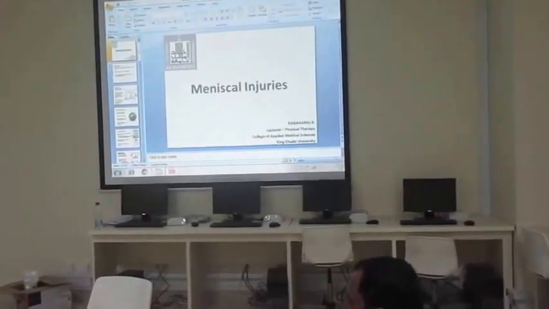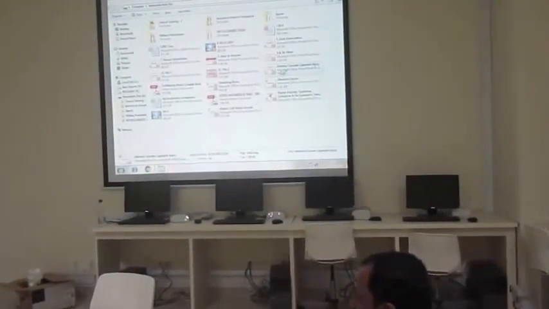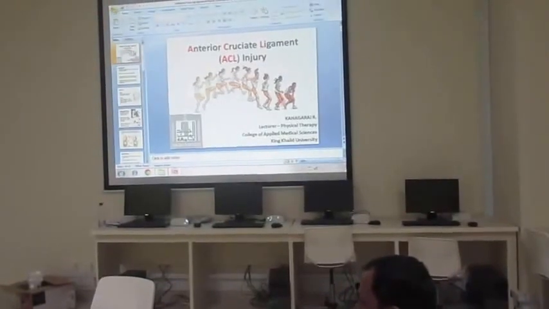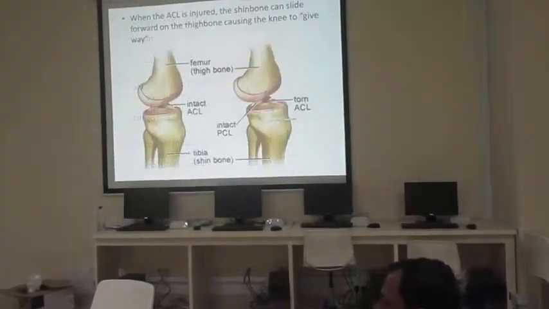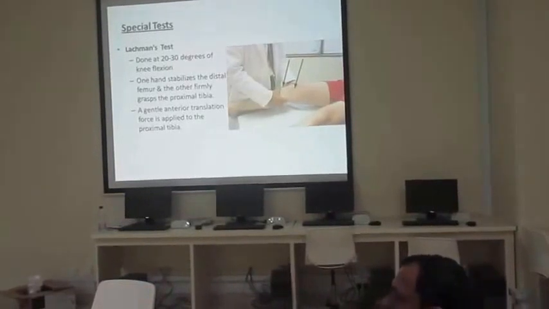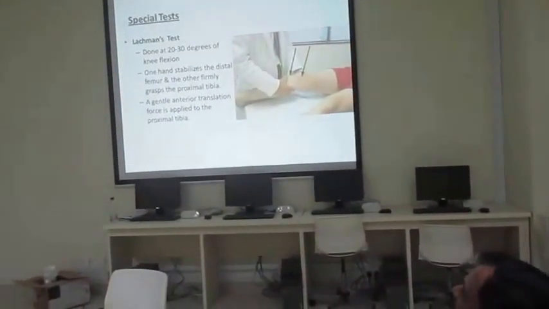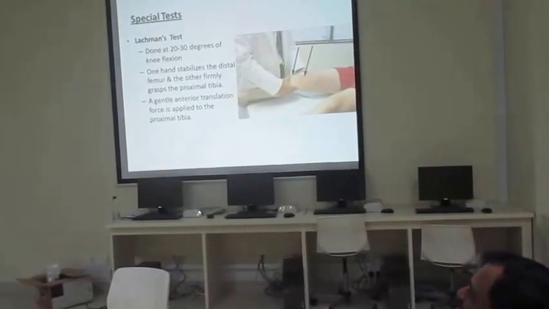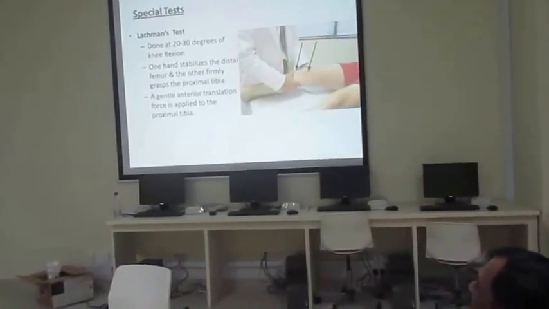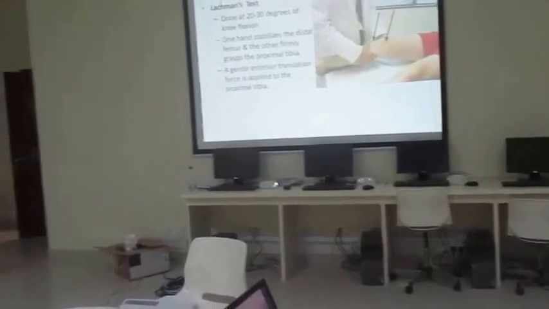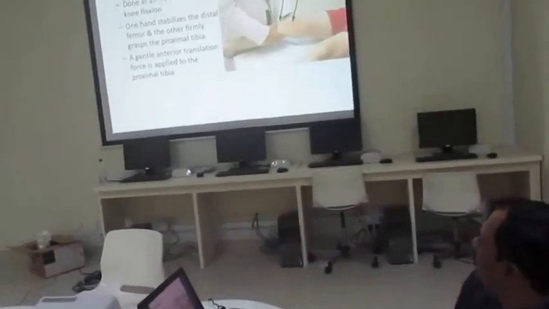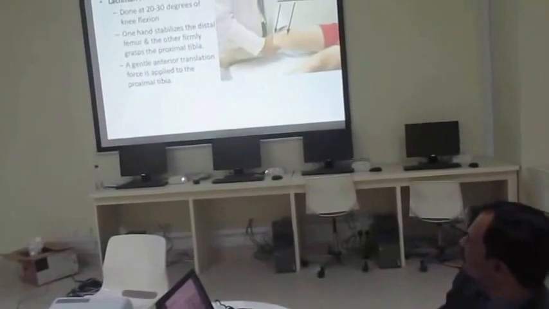So the last one is anterior cruciate ligament. The special test is the Lachman test. Anterior cruciate special test, Lachman test. Done at 20 to 30 degrees of knee flexion. One hand stabilizes the distal femur and the other firmly grasps the proximal tibia. So a gentle anterior translation force is applied to the proximal tibia.